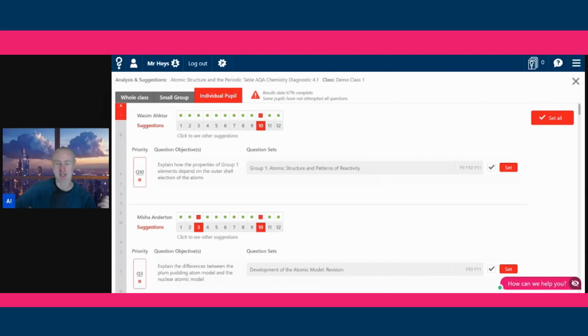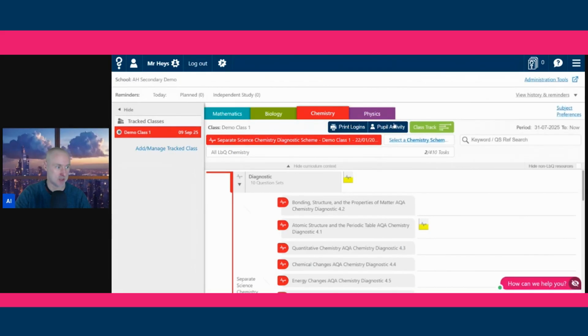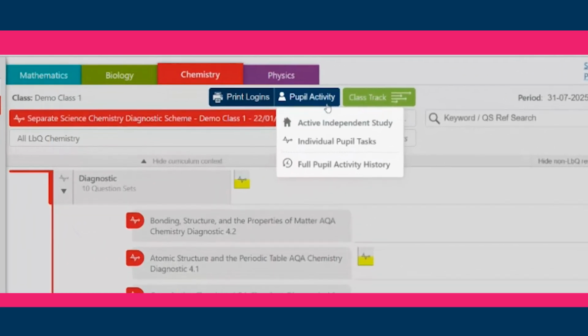One thing I perhaps should have said in all of that is that all of the data for our question sets is stored permanently and can be accessed at any point by a head of department who wants to get an overview in the classroom. They can look at whole class data. They can look at individual student data just through the use of these two buttons here.